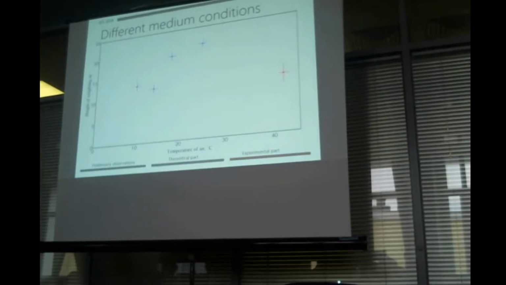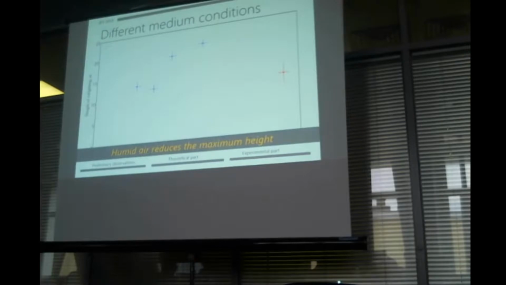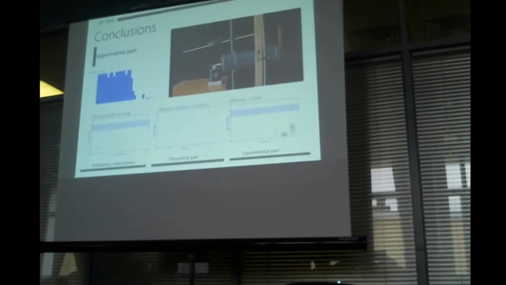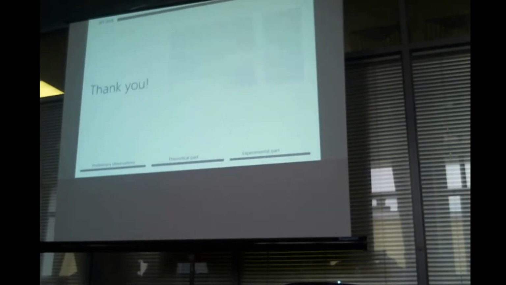And we investigated the dependence on different types of air, and we did this experiment with humid air, and we understand that humid air reduces the maximal height. So in our report, in the preliminary observation we understand how this phenomenon works. Then in the theoretical part we investigated the theoretical dependence of the maximal height, and in the experimental part we proposed our experimental setup, which extinguishes the flame very carefully without any turbulences, and investigated different dependencies on the key parameters. Thank you for your attention.